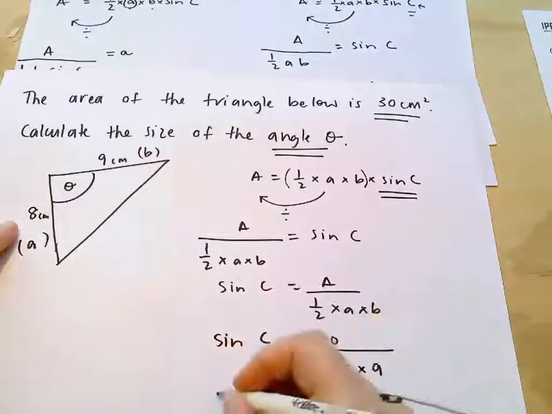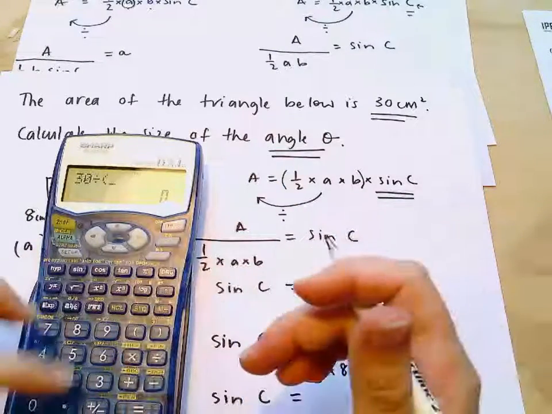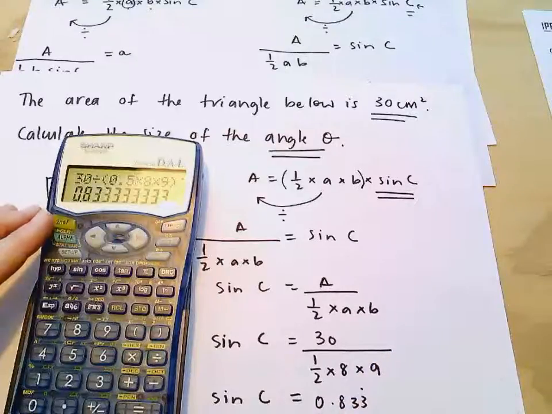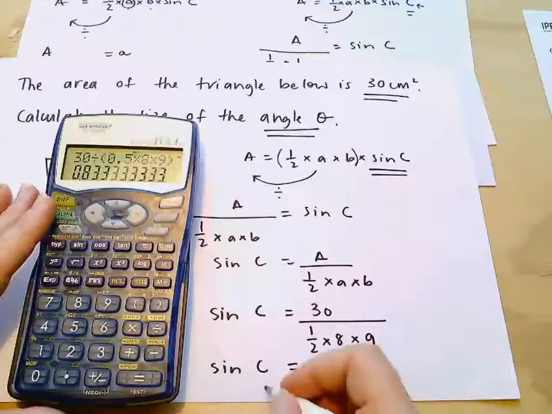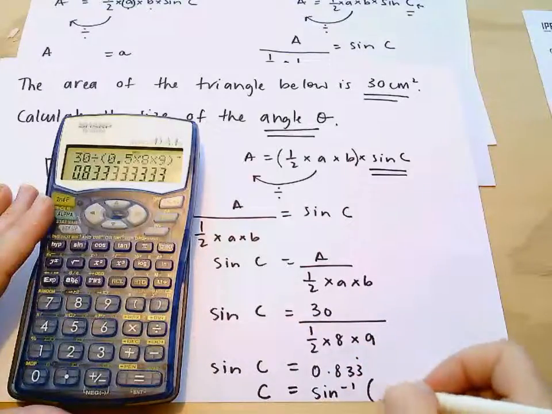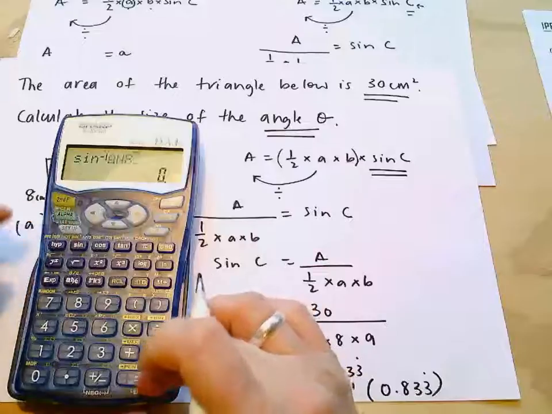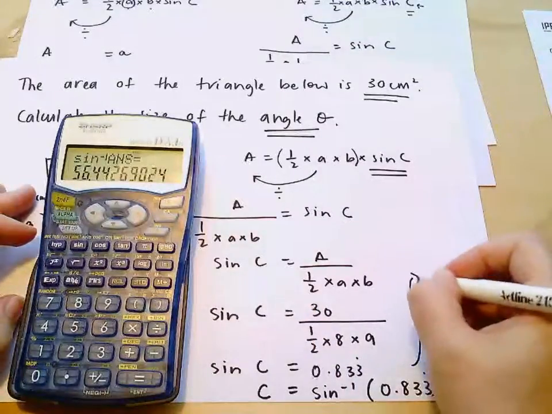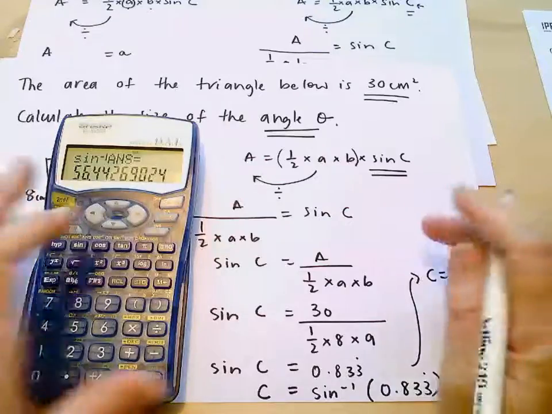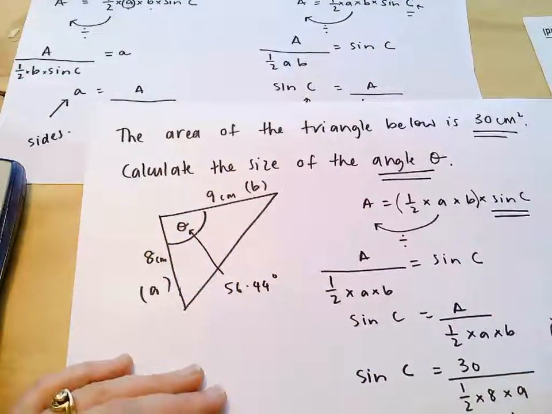Remember, this is giving me sine C at this point. So I plug it into my calculator. 30 divided by, open brackets, you'd probably use the half, but I'm going to use 0.5, times 8 times 9, close brackets. This gives me 0.833 recurring. Remember, that gives me sine C. I actually just want C on its own. So to get C on its own, I have to do the opposite of sine, which is the inverse of sine. So I take the inverse sine of my answer, and that gives me 56.44 degrees. So I've worked out there that this angle here must be 56.44 degrees, which of course I could put in degrees and minutes or whatever if I wanted to.